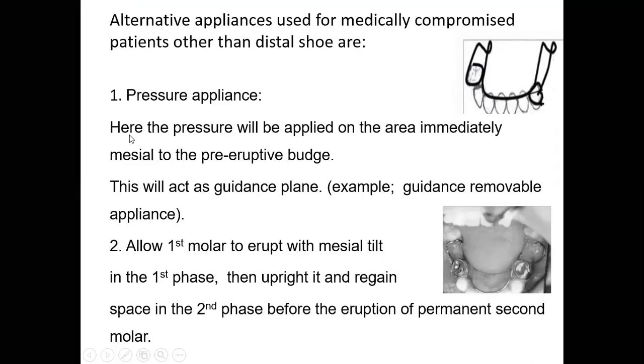Here the pressure will be applied on the area immediately mesial to the pre-eruptive tooth. The tooth which is not erupted, can you see here? With the metal work, this tooth is completely banded and this area is left open to allow the eruption of a tooth which is supposed to come into that space, and this will be acting as a guide for the tooth to erupt.